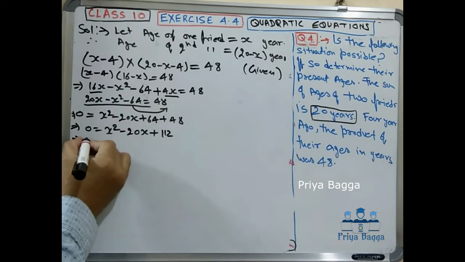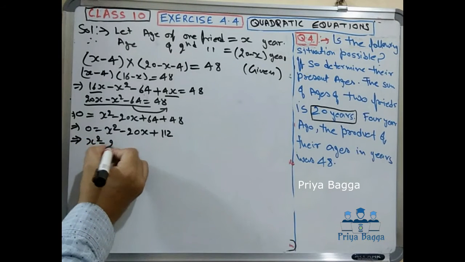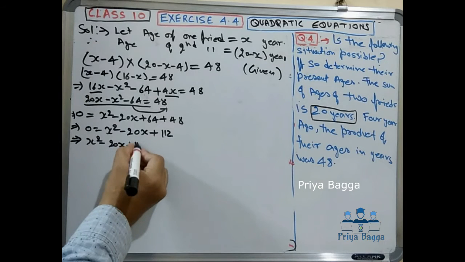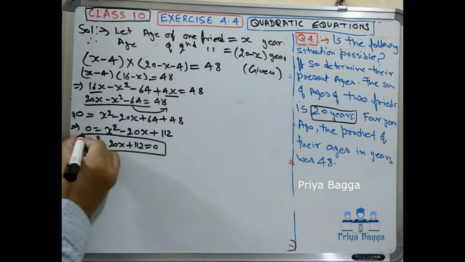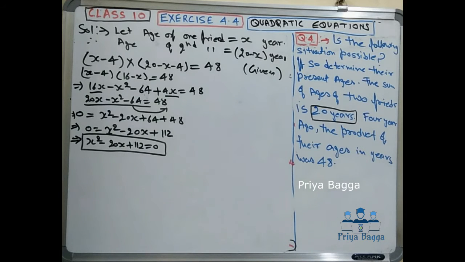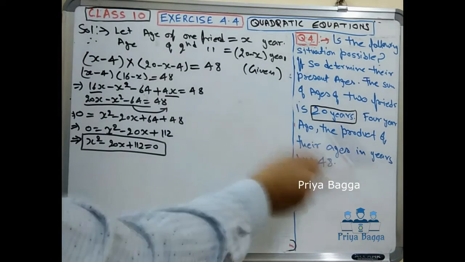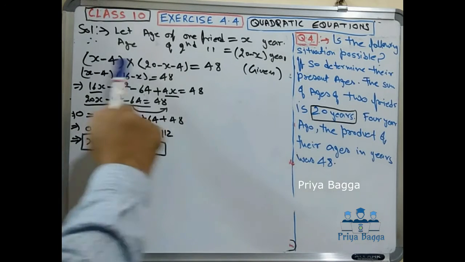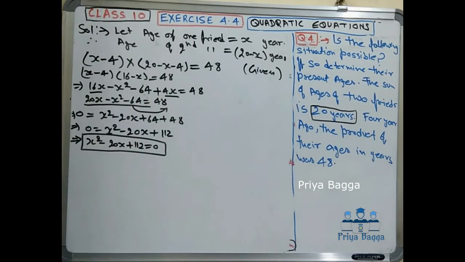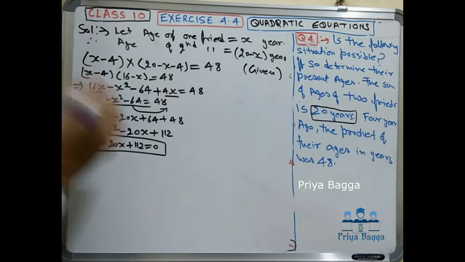I can write it as x square minus 20x plus 112 is equal to 0. This is the quadratic equation. Okay, now I have converted this statement into a quadratic form. The first thing was I converted this into an expression, then I converted this expression into a quadratic form, and now I will find the value of discriminant D, so that I can find out whether this situation is possible or not.